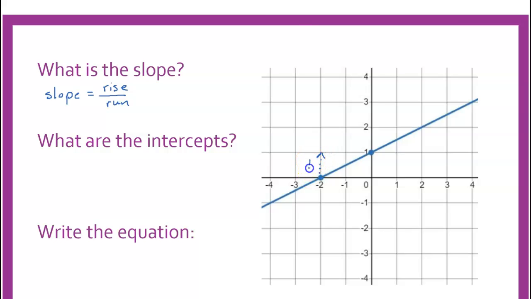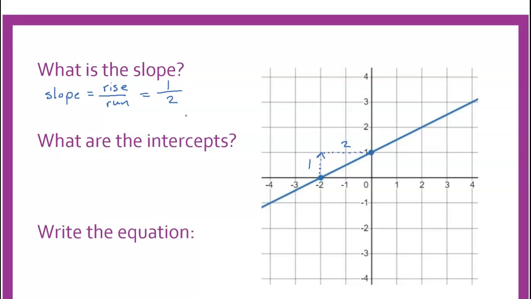Looks like we went up 1, because we just counted one block, 1. And now we're going to go to the right. Looks like we went over 1, 2. So our run is 2. So in this case, our rise is 1. We went up 1. We ran 2 over 2. So our slope is 1/2.